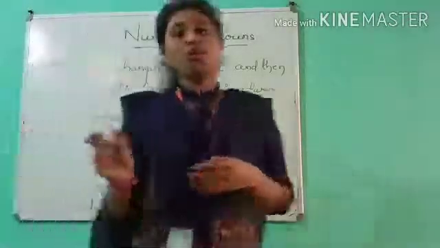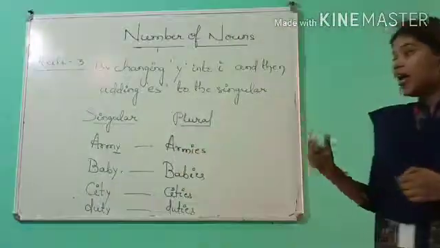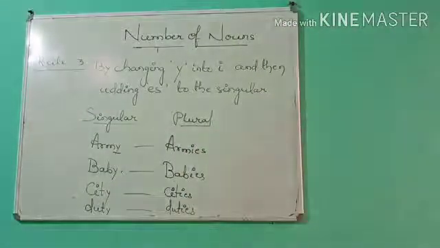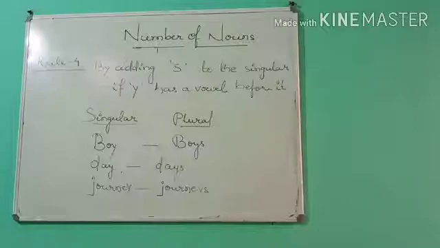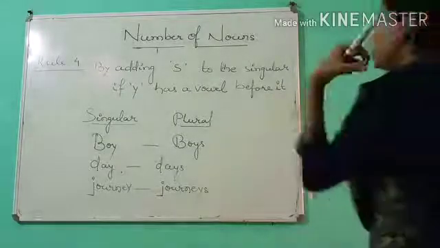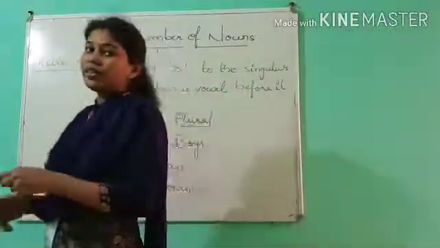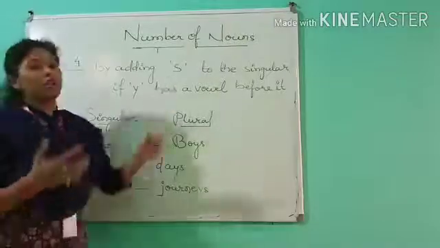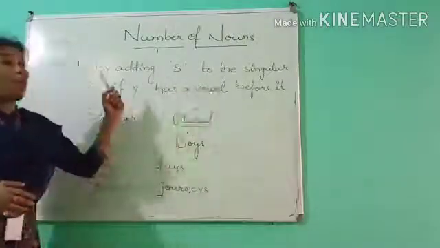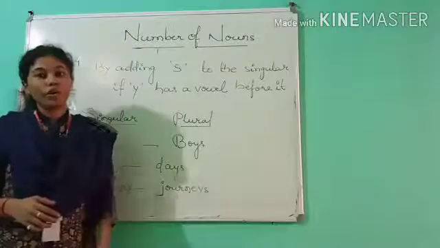So you can write it down in your notebook. That is army, armies, baby, babies. See rule number 4. What is this rule number 4? Rule number 4 is nothing but adding s to the singular if y has a vowel before it.